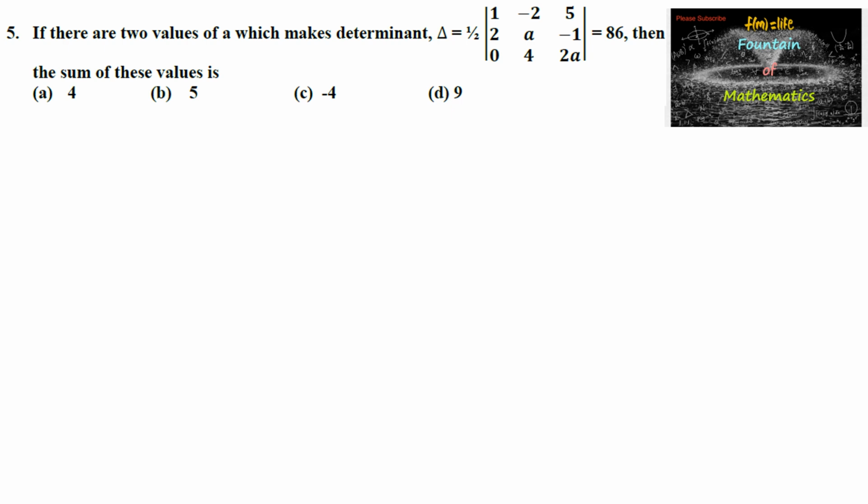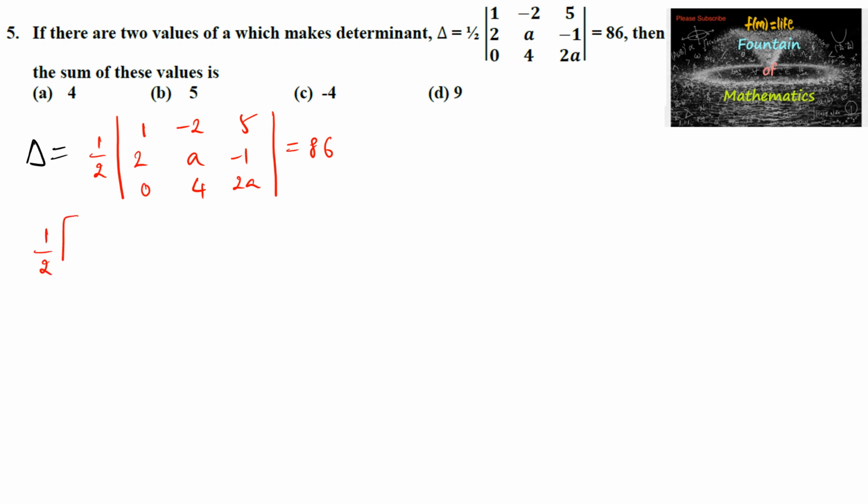If there are two values of A which make the determinant 1 by 2 times determinant of 1, minus 2, 5, 2A, minus 1, 0, 4, 2A equal to 86, then the sum of these values is? So let us simplify.